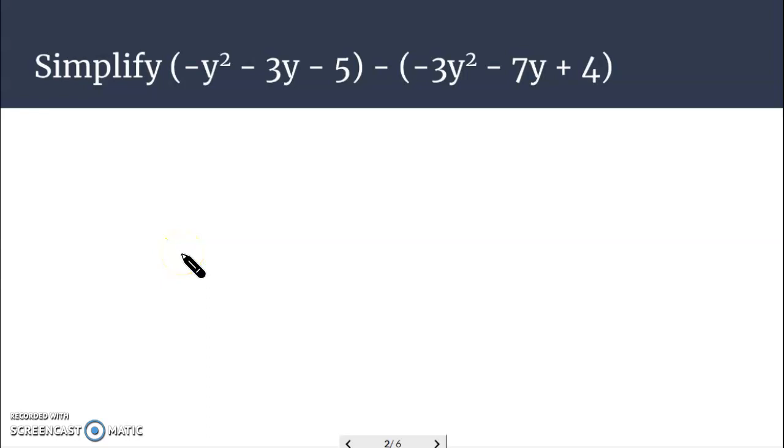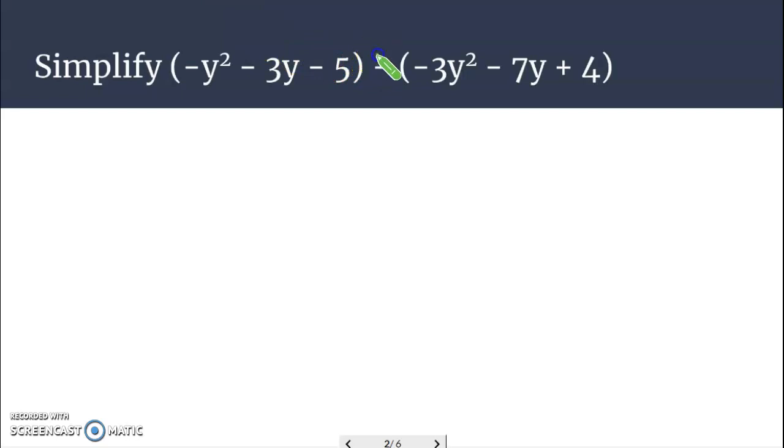Welcome back, everybody. Today we're going to be doing some operations on polynomials. First thing we're going to do is subtract two trinomials. Notice we have negative y squared minus 3y minus 5, subtracting negative 3y squared minus 7y plus 4.